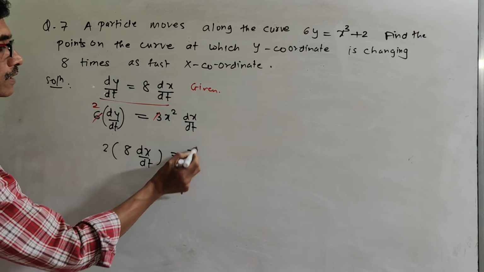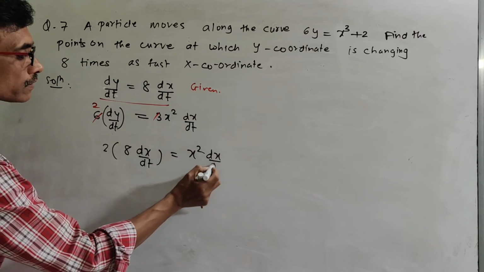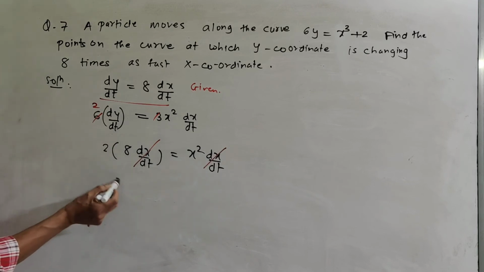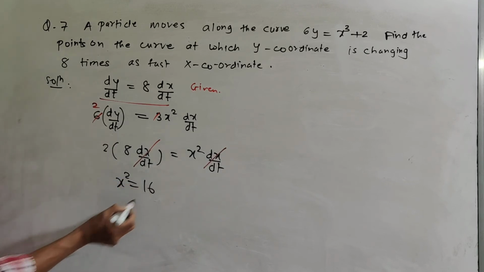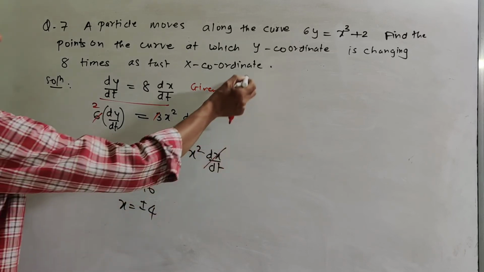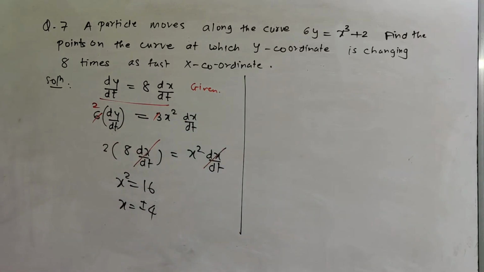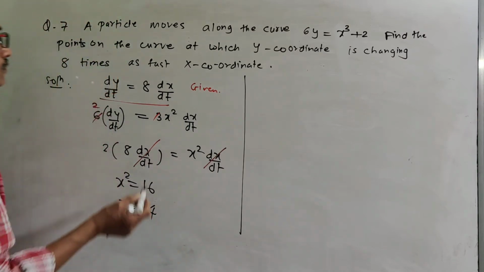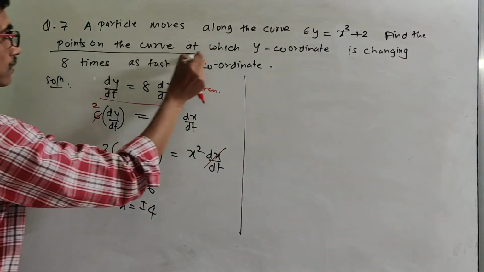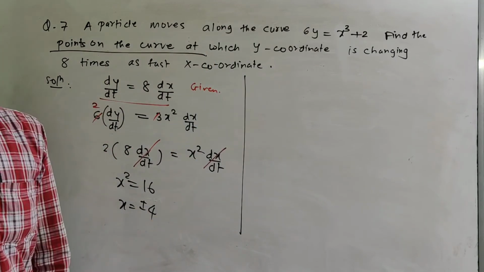Right hand side is x square into dx by dt. Now this dx by dt is getting cancelled and x square is equal to 16. So x is equal to plus minus 4. Now as we want to get the coordinates of the point, the particle is moving along this curve, so we find the point on the curve.